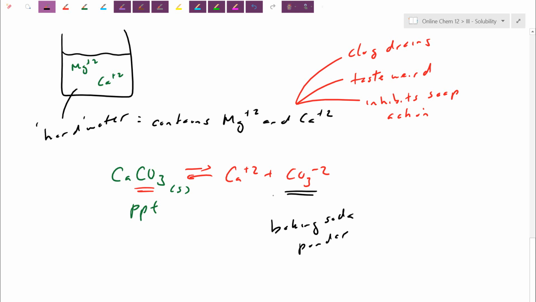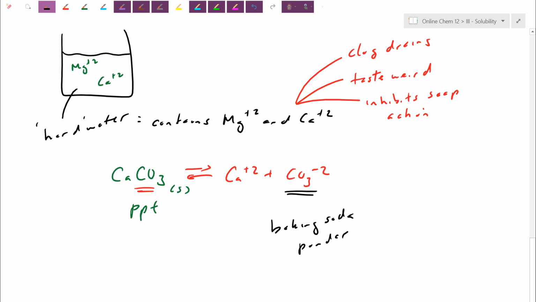Now, of course, baking soda and baking powder have their own taste, right? So it's sort of like trading in, well, the water tastes weird, and now I have to deal with baking soda water. That's not necessarily a solution for you. But again, chemically speaking, one way of trying to remove this calcium is to add in some carbonate ion.